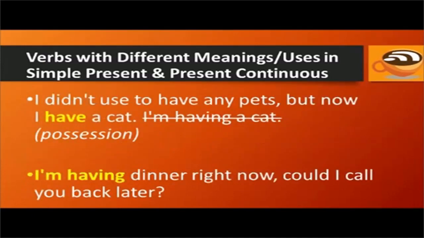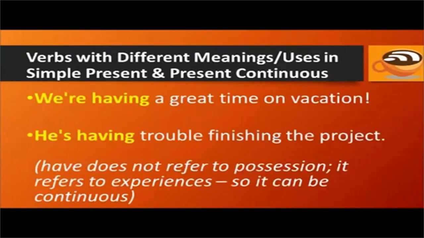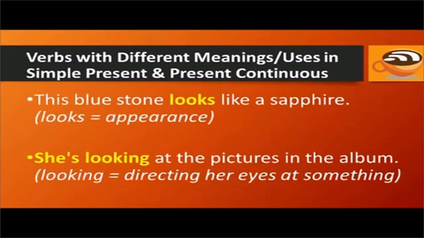For example, I didn't used to have any pets, but now I have a cat. Don't say, I'm having a cat, because have in this sentence refers to possession. But you can say, I'm having dinner right now. Could I call you back later? We're having a great time on vacation. He's having trouble finishing the project. In these cases, have does not refer to possessing a physical object, so we can use it in the continuous form. Here are a few other verbs that follow this pattern.